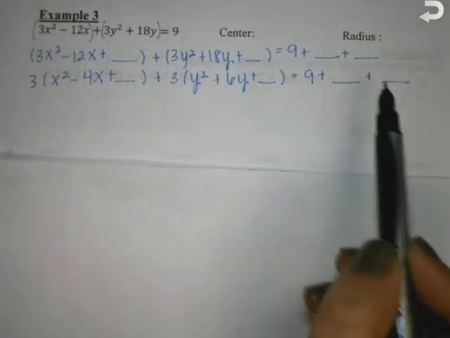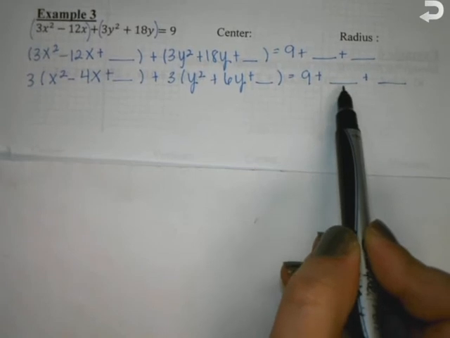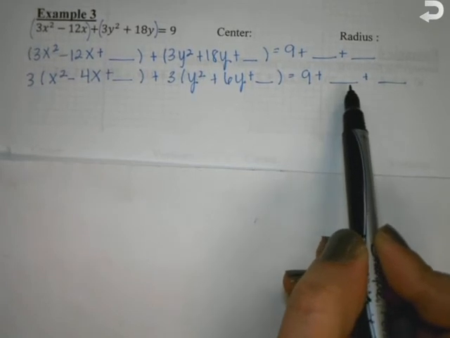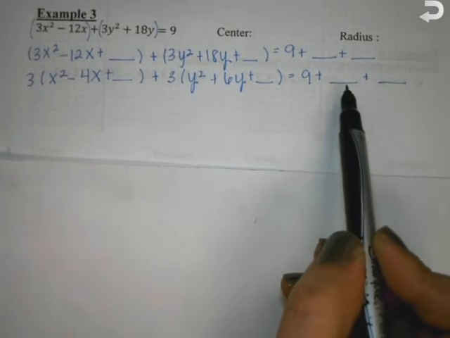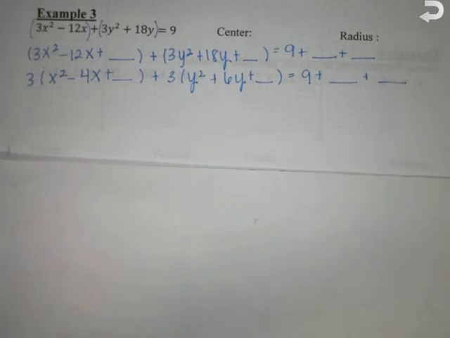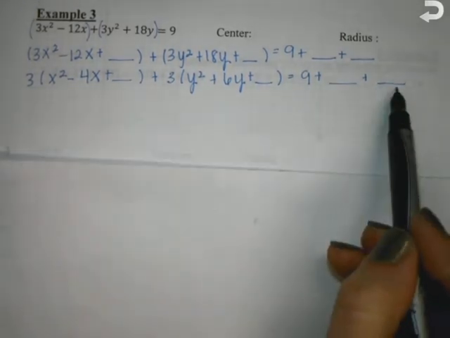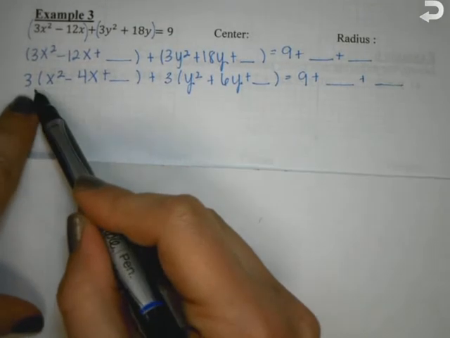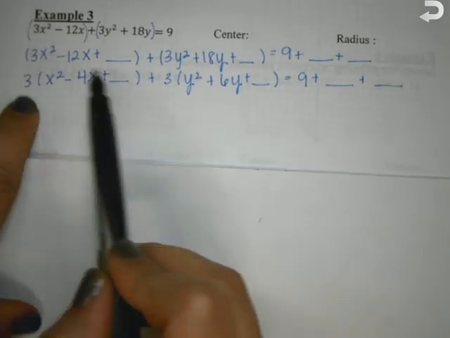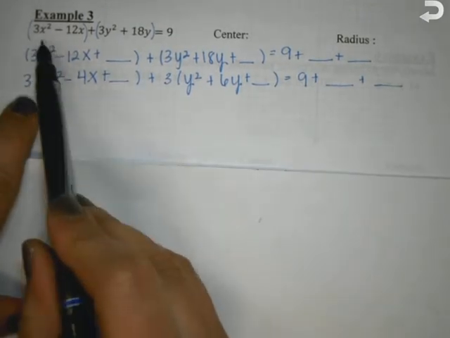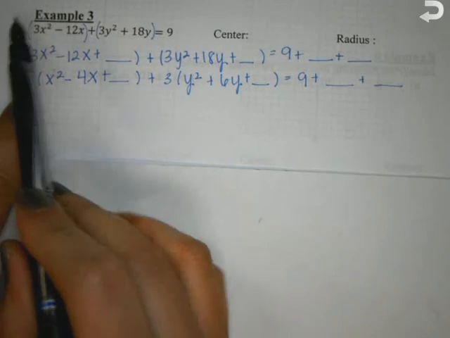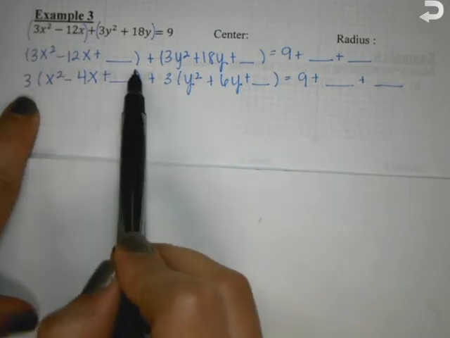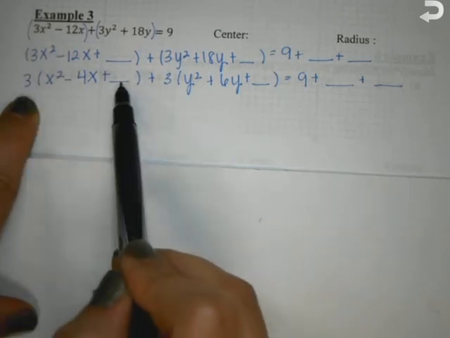You can just divide everything by 3 in the first place. No, you have to wait until the end, otherwise your answer is going to come out different. What do I have to do? I have to multiply each of these blanks by 3 also, because all I did here was factor out a 3. In the original equation, it's factoring the 3 back in. So I would have to multiply this blank by 3 anyway. So when I put it on the right-hand side, I have to multiply it by 3.